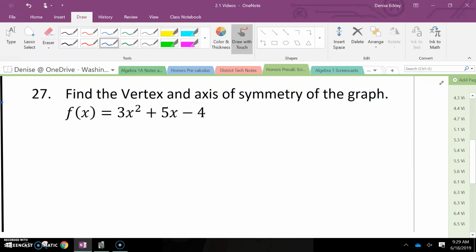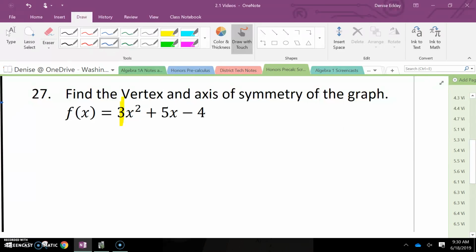Number 27 on page 169. We are to find the vertex and axis of symmetry for the graph. So there's a couple ways we can do this. We could do it by completing the square, but I don't want to deal with that, especially since my leading coefficient isn't 1. I'll be dealing with a lot of fractions.